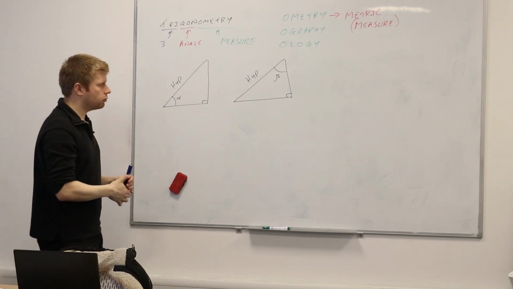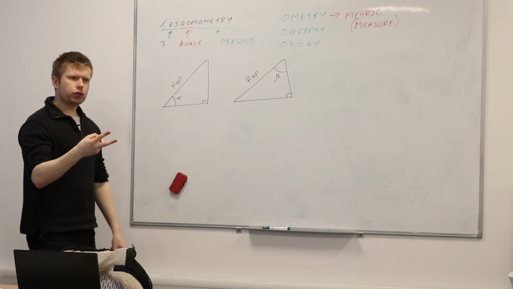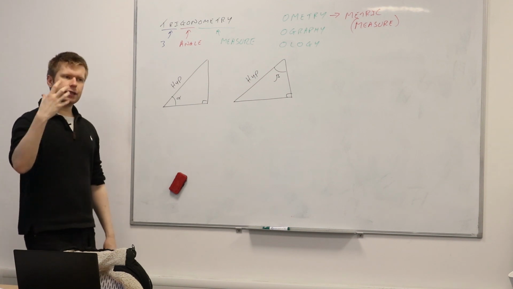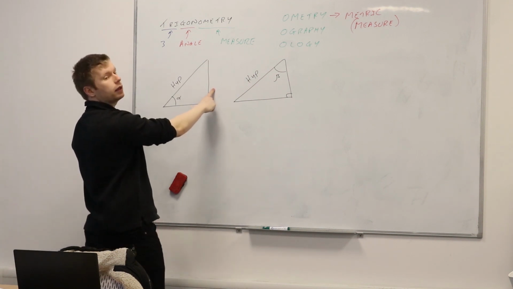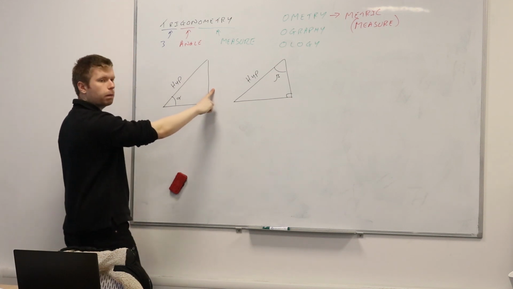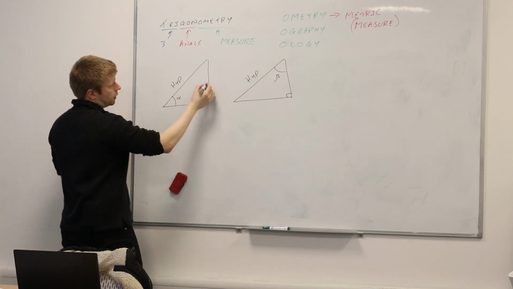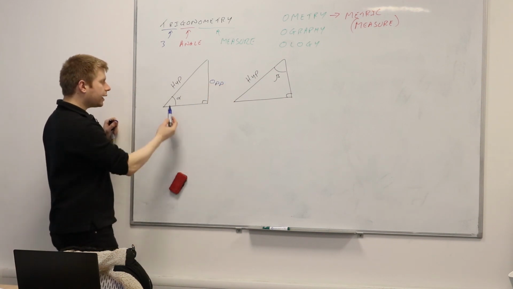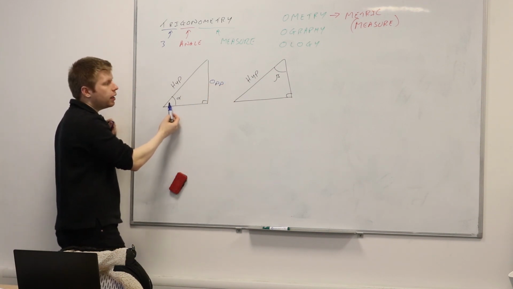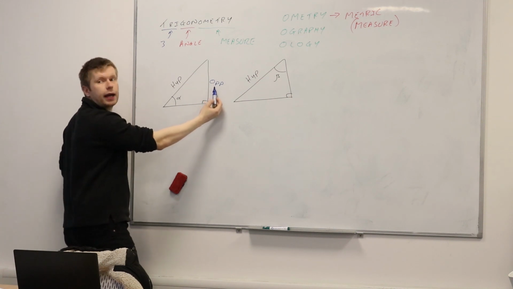Okay, it doesn't change. But there's also two more sides, and the sides are always named in relation to the angle. So can anybody tell me what would this side be? For that angle will be the opposite side. Good. And why would it be the opposite, Ahmed? Because it's opposite. It's facing it. Exactly. If this is the angle which I'm interested in, this is the side which is opposite that angle.